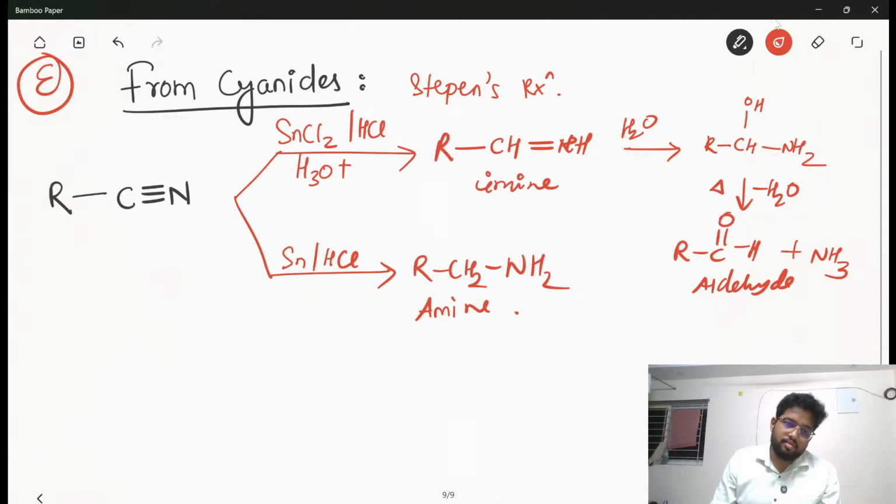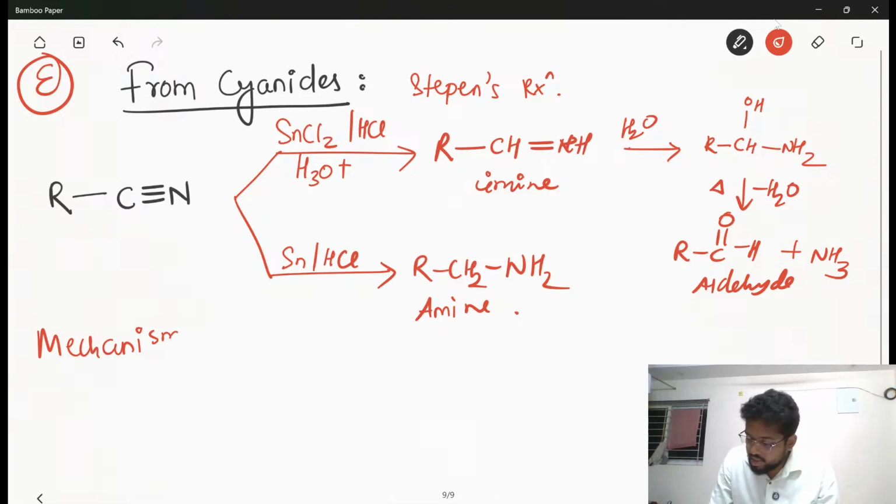So what is the mechanism? Let's start the mechanism in this slide.